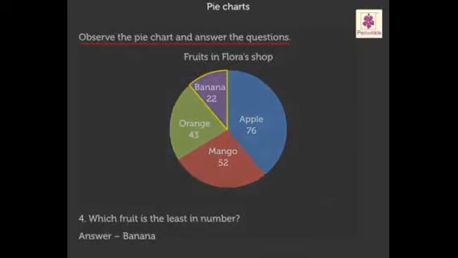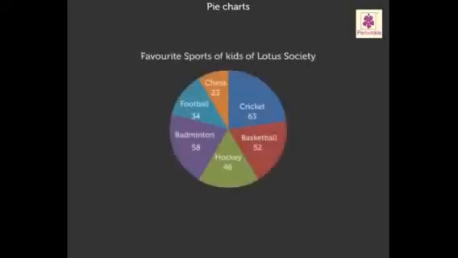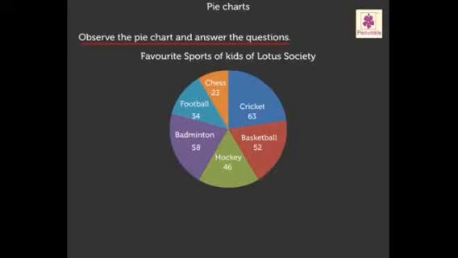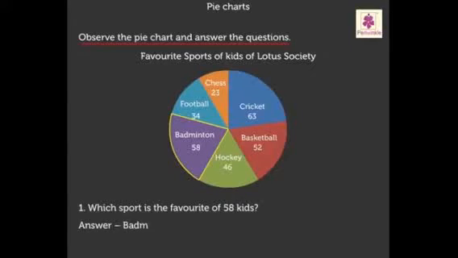Why not solve one more example to understand it in a better way? Look at this pie chart. It shows the favorite sports of all the kids of Lotus Society. Observe the chart and answer the questions. 1. Which sport is the favorite of 58 kids? Badminton is the favorite sport of 58 kids.